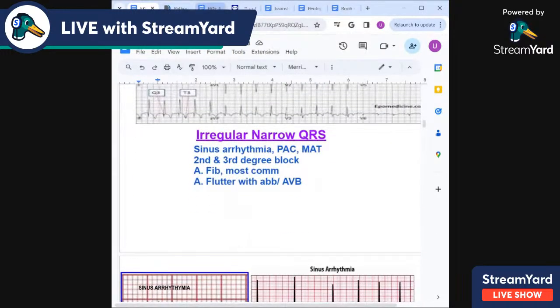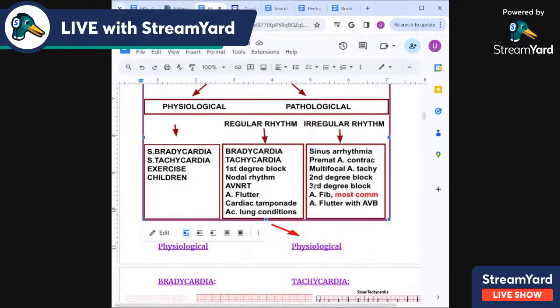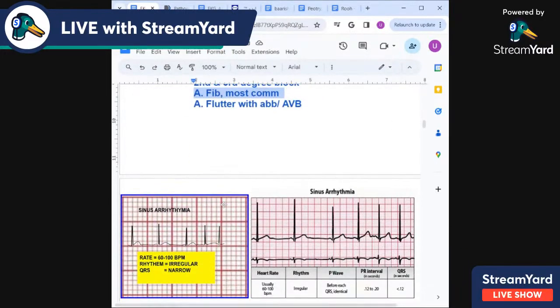So we've done the regular causes, and then we go to the irregular rhythm with narrow QRS. These are the causes: sinus arrhythmia, premature atrial contraction, multifocal atrial tachycardia, second and third degree heart block, atrial fibrillation, the most common cause, and atrial flutter with aberrancy.